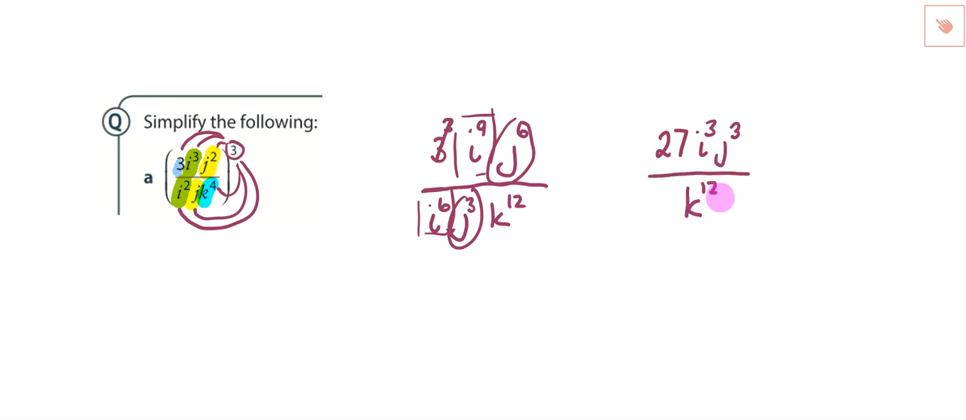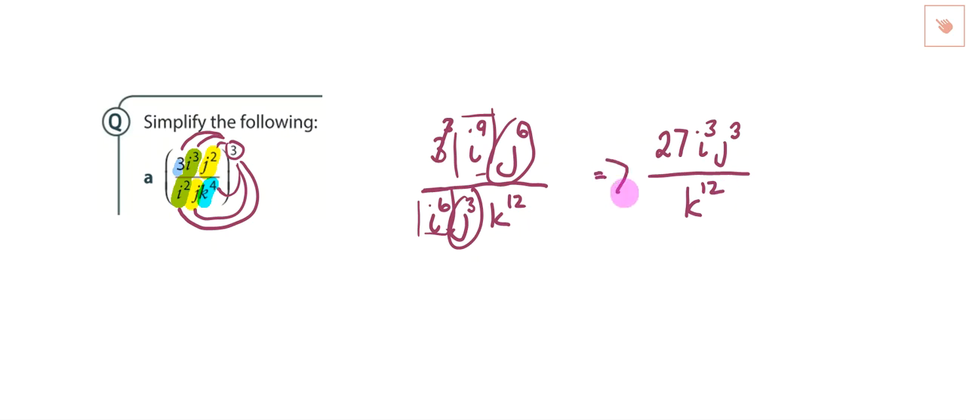Okay, so now we can simplify. 3 to the power of 3 is 27. There's nothing to simplify there, but that's dealt with. i to the power of 9 divided by i to the power of 6. Well, when you're dividing, you're subtracting, so i to the power of 9 minus 6 would be 3. Okay, j, so 6 divided by 3. So 6 minus 3 would be 3, j to the power of 3. And then the k squared, nothing's happening with that, so that one stays where it is. So that would be our final simplified version.